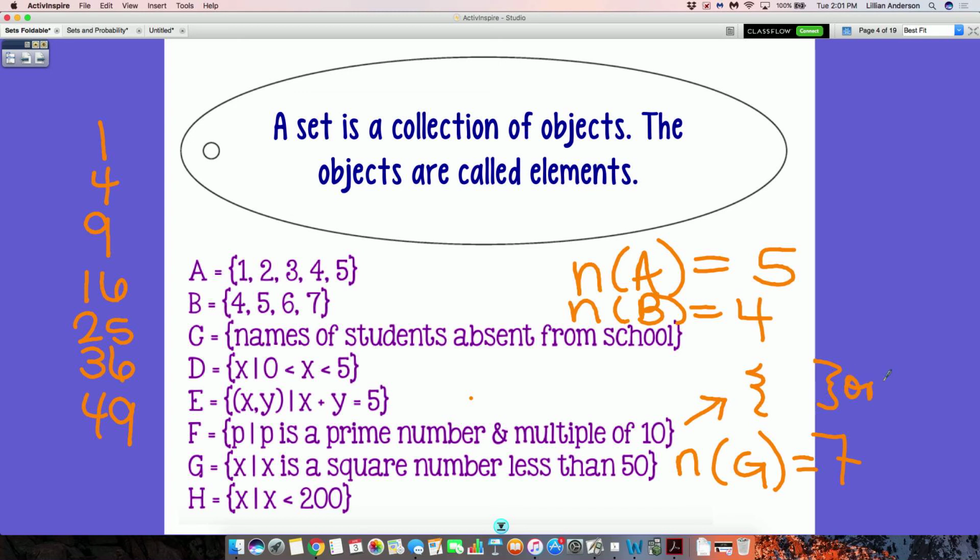An empty set could also be written with a circle and a slash through it. No curly brackets, just that notation. So if you see either of those, that means it's an empty set. How are we so far with the vocabulary?